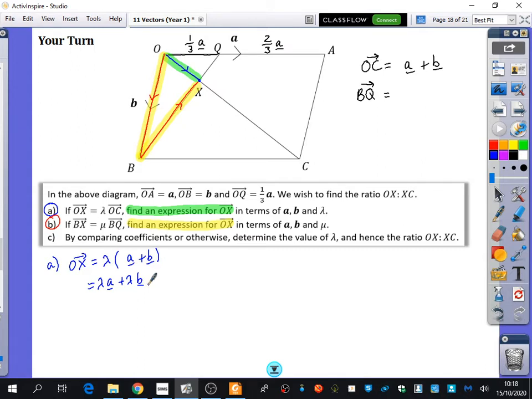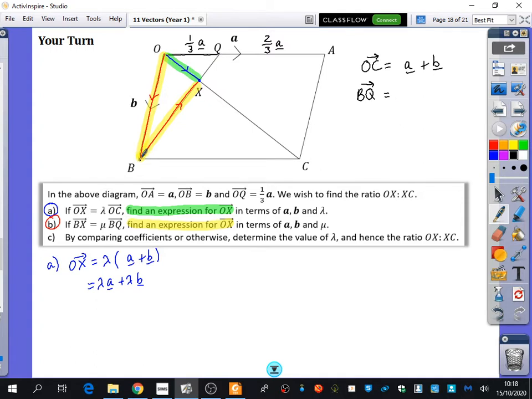Now I'm going to do part B, which I'm going to do in red because it's going to correspond to this other part of the journey. But they've said that BX is some fraction of BQ. We don't know what it's going to be split into. In the previous question, they were split half and half. This one, they're not going to be split half and half. So I need to find out what BQ is so that I can find out what BX is. So BQ, what is BQ?